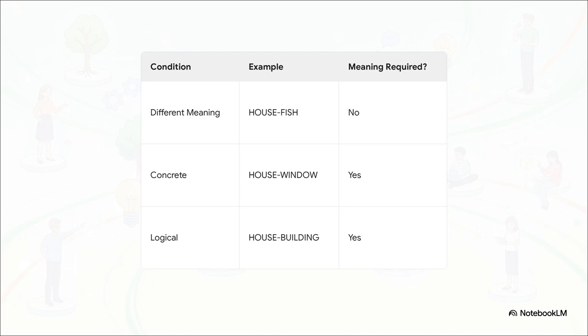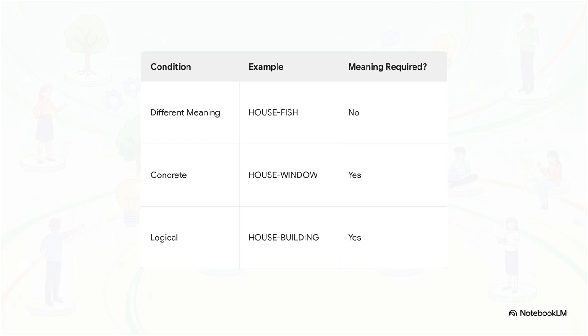Let's actually look at how Zinchenko set this up. He gave his subjects 10 series of 4 words. For example, one series was house, window, building, fish. He split the subjects into 3 groups and just subtly altered the instructions they were given. Group 1 had a different meaning goal. They just had to identify the word with a completely different meaning from the first word, so connecting house and fish. Group 2 had a concrete goal, make a concrete physical connection, like house and window. And Group 3 had a logical goal, make a logical abstract connection, like house and building.